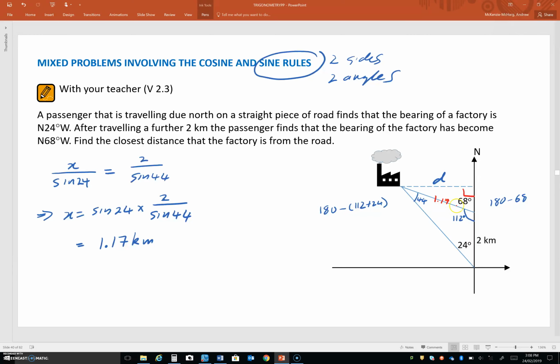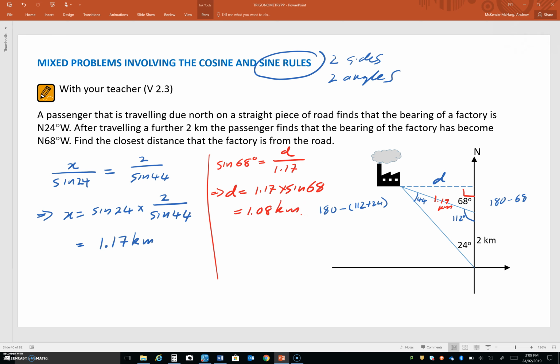Now we're trying to find the opposite side. So that means we're going to use sine. It's not the sine rule, it's just regular sine from our right-angled trigonometry. Sine of 68 equals D, the opposite, over the hypotenuse, 1.17. So D equals 1.17 times sine 68, which would give us 1.08 kilometers. Or we could say 1.1 kilometers if we went to 1 decimal place.